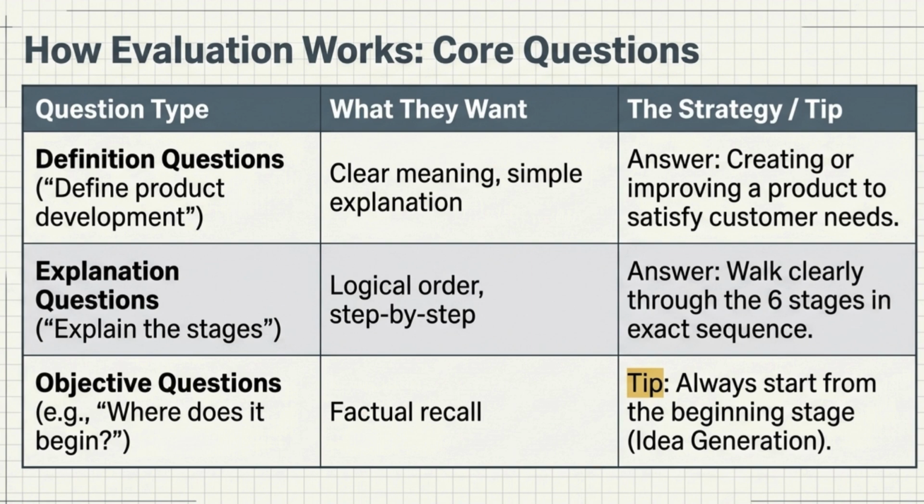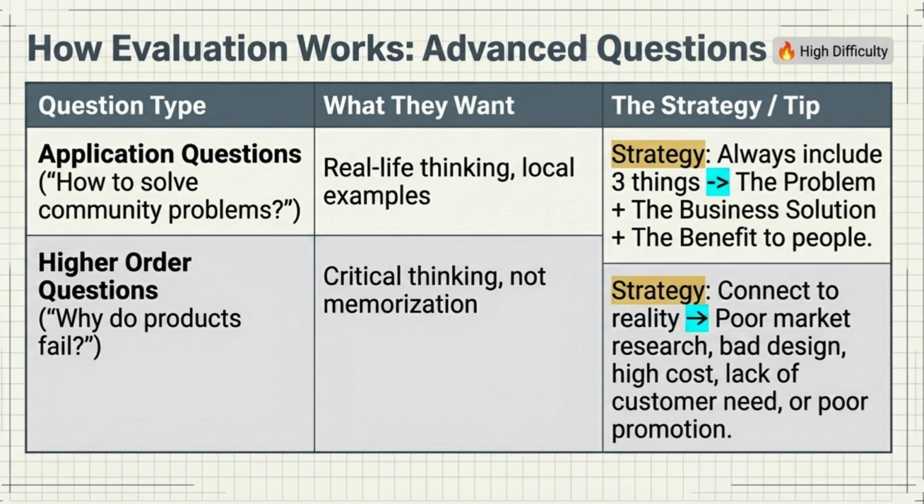For number two, explanation questions. For example, if you are asked, explain stages of product development, here is what they want. For you to give them step-by-step explanation, logical order, and simple language. For application questions, for example, how can students use product development to solve community problems? Here is what they want. They want you to use real-life thinking, to use your creativity and give local examples. So your answers should include problems in community, business solution, and benefit to people.